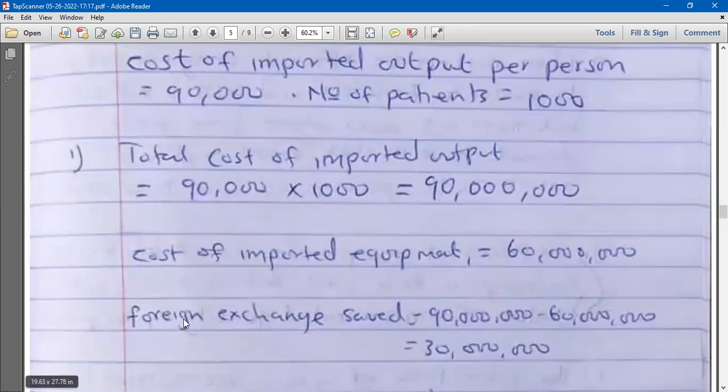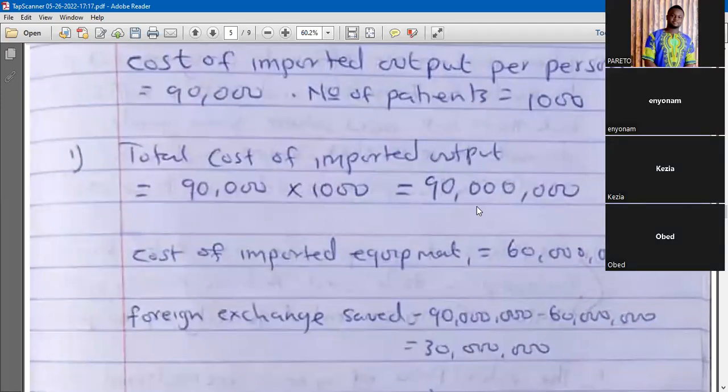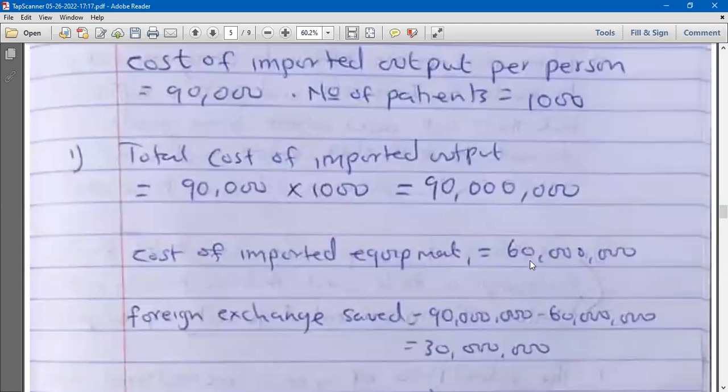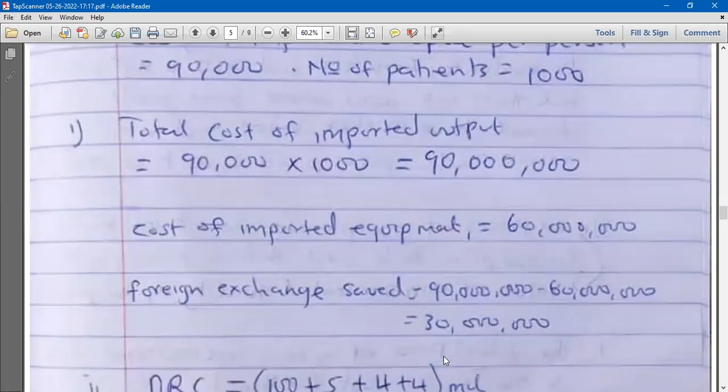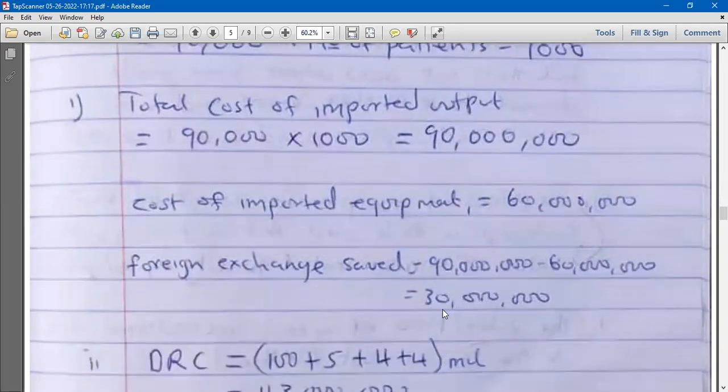So if you want to find the foreign exchange saved, you subtract the cost of imported equipment from the cost of imported output. If we bring the equipment here and we do it here, we are incurring a cost of 60 million. If we go and do it there, we are incurring a cost of 90 million. So we have to subtract it. If you subtract 60 million from 90 million, we are saving a foreign exchange of 30 million. I hope that's fine. So there's the answer to the first one.